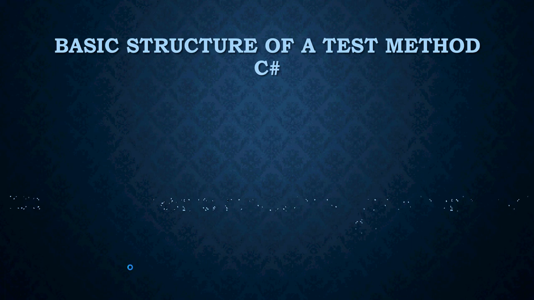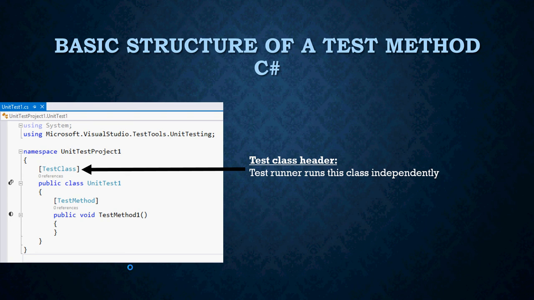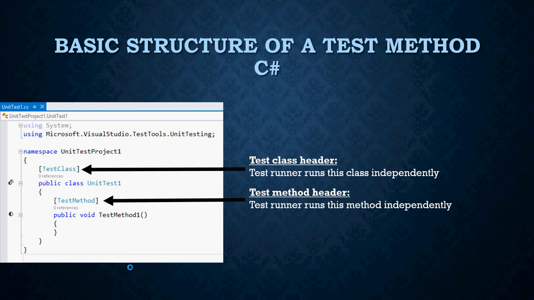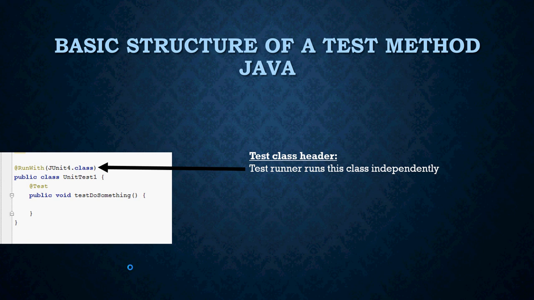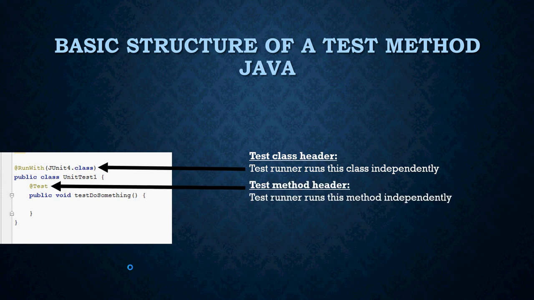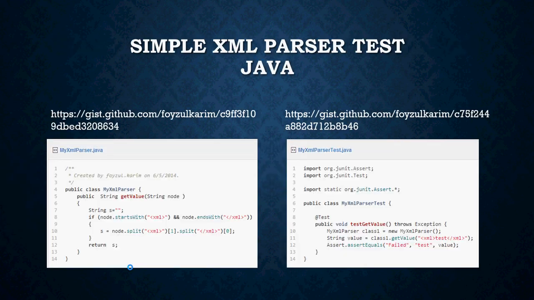So for the basic structure of C#, this is the basic structure. As you can see, we have added a test class header above the test class, and the test method header on the method. What about Java? Similar, Java has JUnit 4. @Test is a test method header. So pretty much the same. I'm not going to write any code because each of those is already hosted online. You can test it from there.